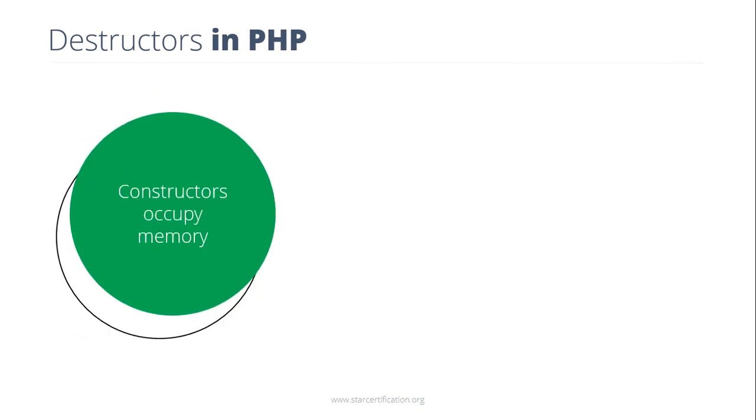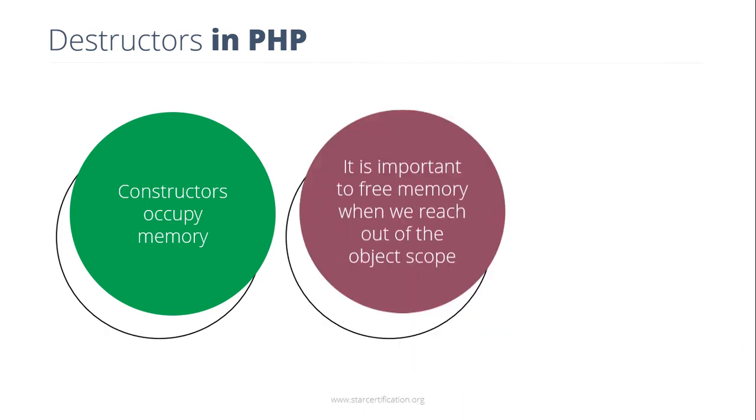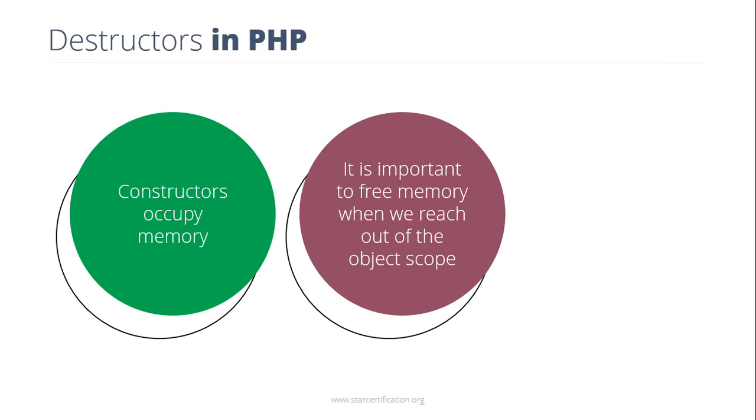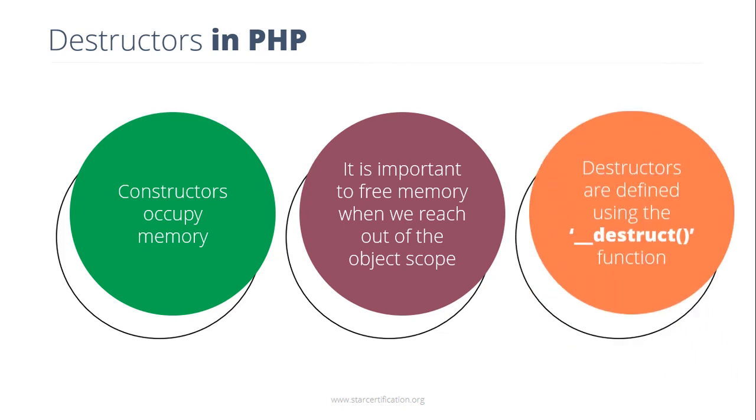When an object is created, it occupies some memory on the server. Therefore, we need to free this memory when we reach outside the object scope. This memory freeing is made possible through destructors. Like a constructor function, we can also define destructors using the __destruct function.